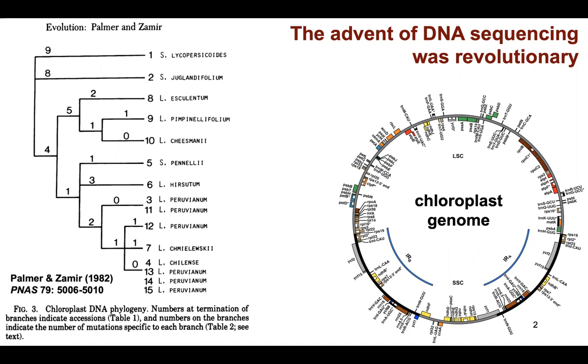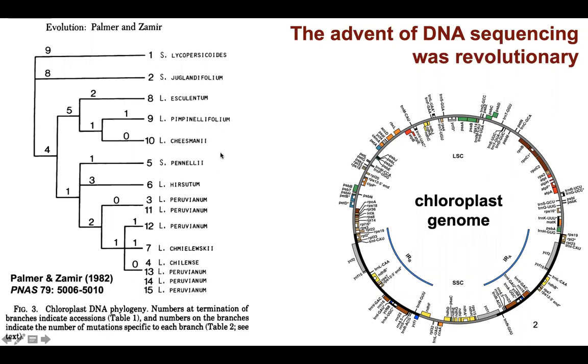And so what you see here is, as far as I can tell, and I may be wrong about this, the original or the oldest DNA-based plant phylogeny paper that was ever published, in 1982 by Palmer and Zamir. And even though it's a relatively simple tree, it was such a big deal at the time that it was published in PNAS. And on the right is a map of a typical chloroplast genome from angiosperms.